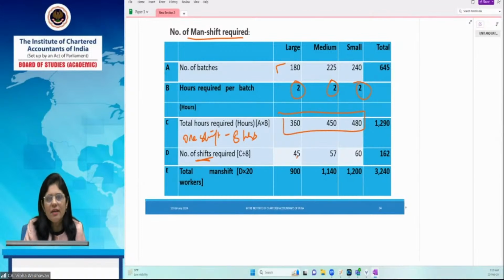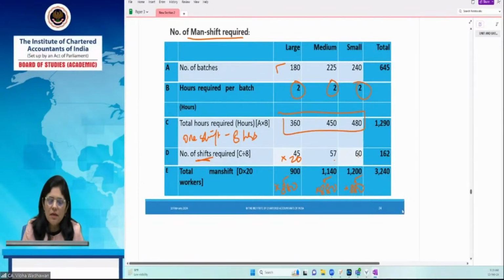45 shifts, 57 and 60. इतनी shifts चाहिए. Clear? So this shift is for per worker. So 20 workers से multiply कर दो. So 900 man shift for large, medium and small. इतना ही उनका रेट है. रेट है 880 पर शिफ्ट. 880, 880 and 880. ये अमाउंट आ जाएगा. Clear? So this is the total man shift.